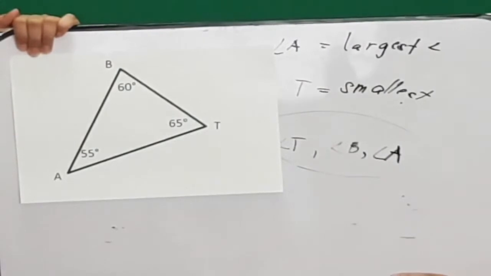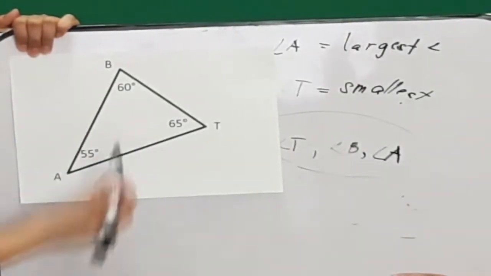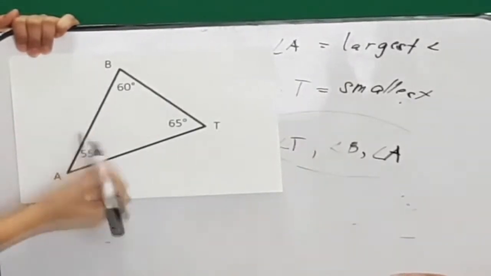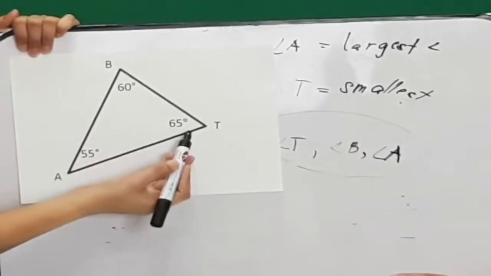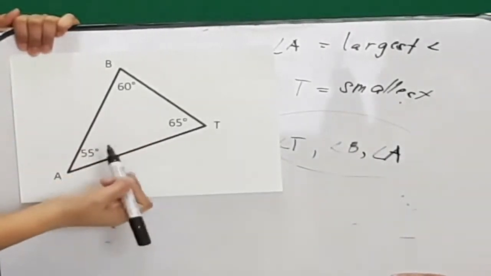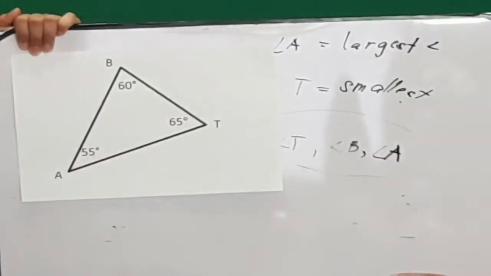So, based on the figure, it is very clear that the longest side is, of course, side BA or side AB, because the opposite angle of this side is the largest angle. Okay? It is clear that 65 degrees is the largest angle of the given. And what do you think is the shortest side?